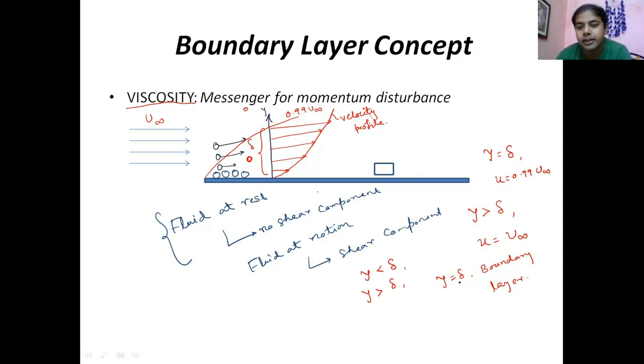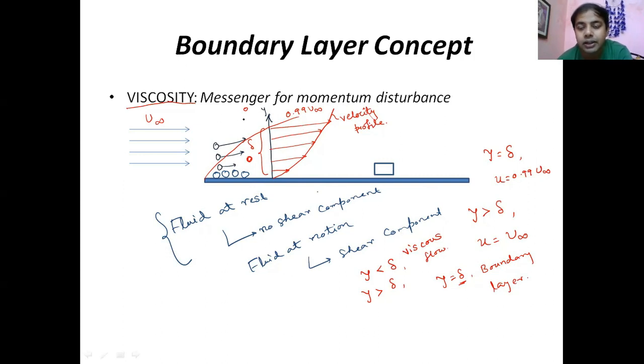Delta is known as the boundary layer thickness. So the flow here, y less than delta, is viscous. The viscous effect we can feel is due to the viscosity. The viscosity property is telling one layer to the other layer that there is the presence of the plate. That's why the momentum change is taking place.